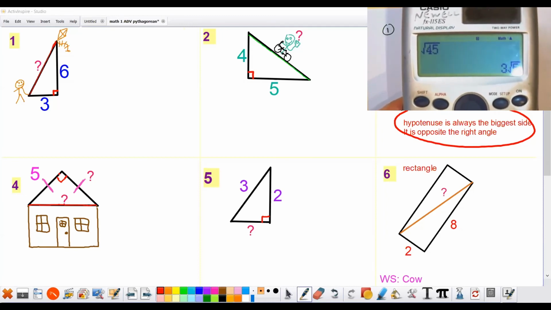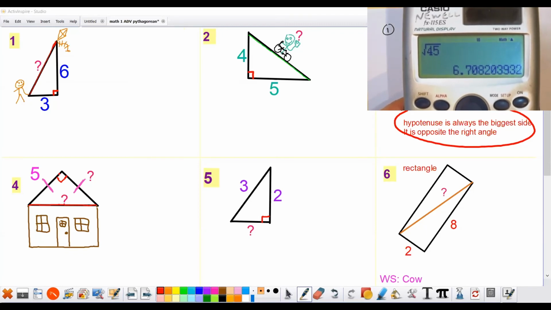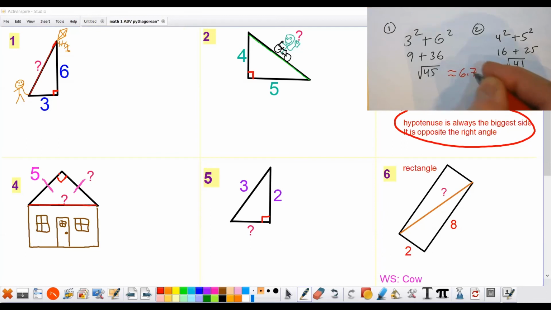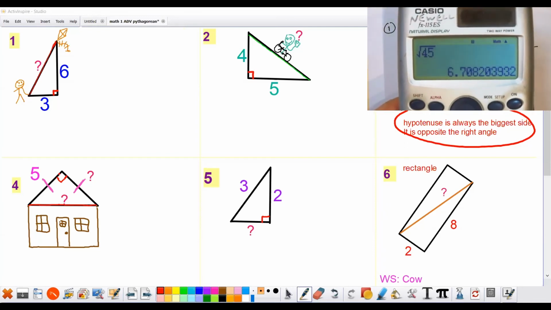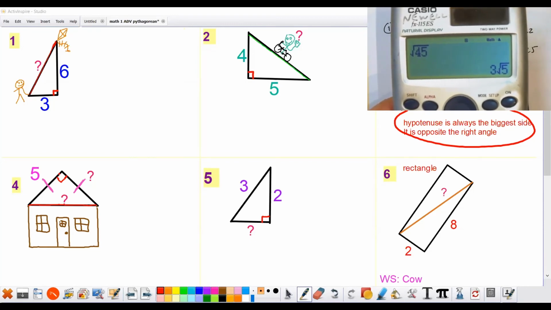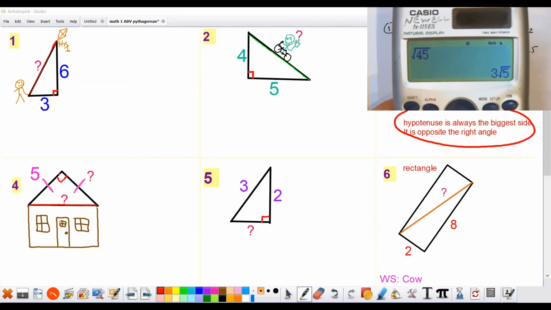Why is it doing that? And here it says 6.7. That's what a lot of your calculators said, 6.7. But mine is a Casio, and it says 3 radical 5. And that's how a lot of teachers want to see the answer. You go, why? So here's what's happening.